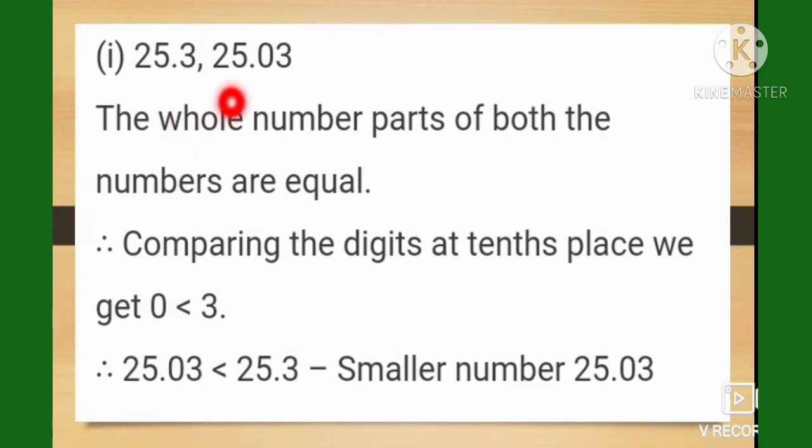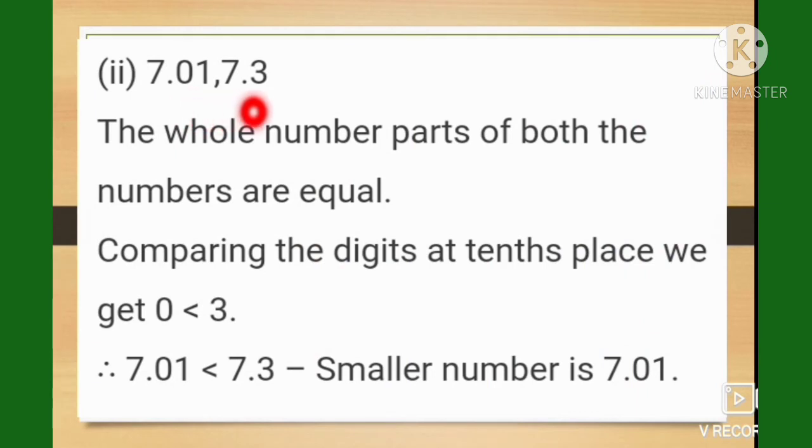Write down: 25.3 and 25.03. The whole number parts of both the numbers are equal. Comparing the digits at 10th place, we get 0 less than 3. 25.03 less than 25.3. So smaller number is 25.03. Next, 7.01 and 7.3, two decimal numbers are given. The whole number parts of both the numbers are equal, which is 7. Comparing the digits at 10th place, we get 0 is less than 3. That is 7.01 is less than 7.3. Smaller number is 7.01.